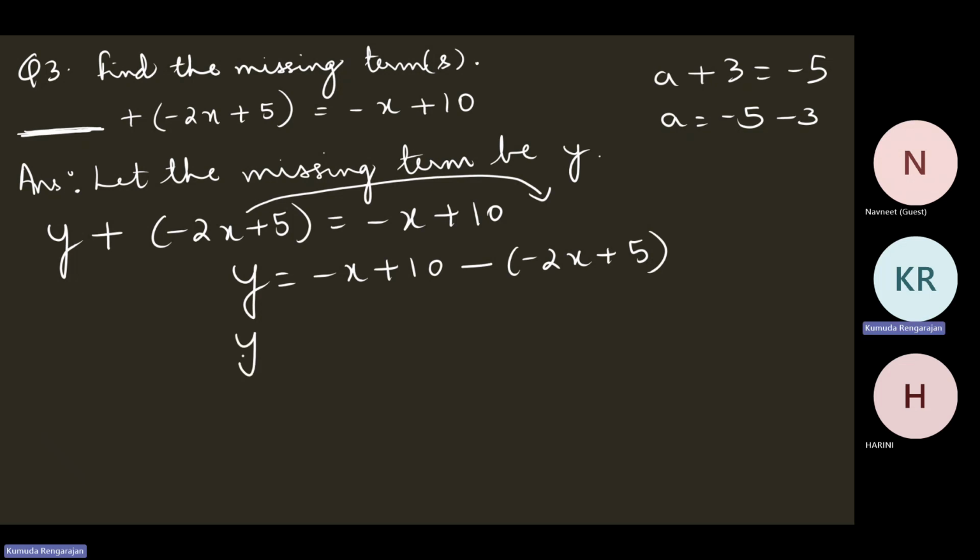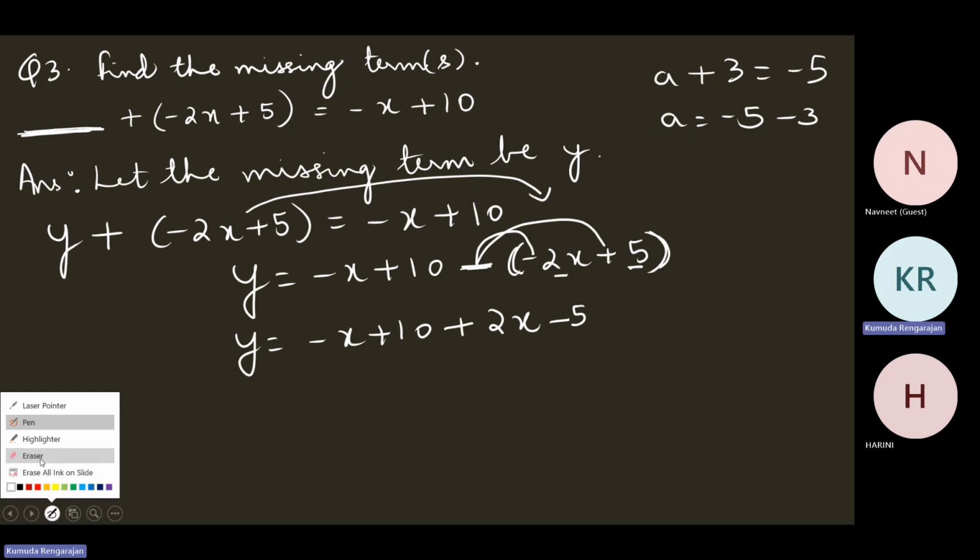Now, after this, y is equal to, write minus x plus 10 as it is. Now, you know, when there's a bracket and a sign outside the bracket, in order to open the bracket, you'll have to multiply every term inside the bracket with the sign outside, minus. So you need to multiply minus into minus 2x, plus 2x, and then minus into plus 5, minus 5. That's how we open the bracket, right?